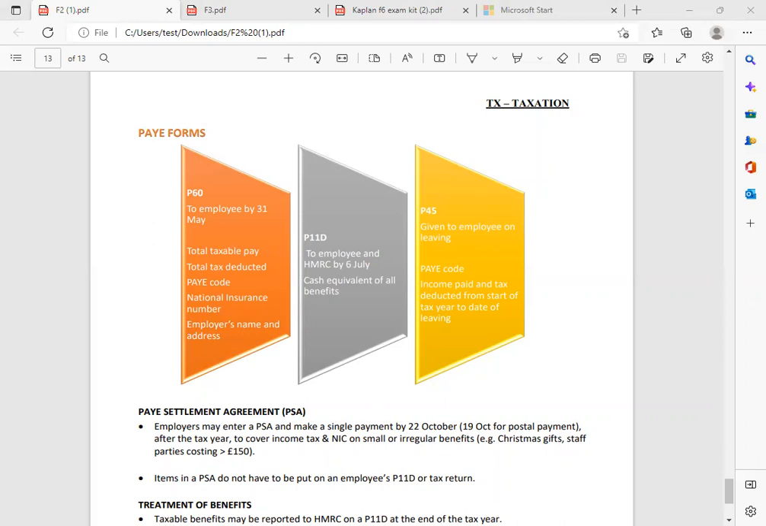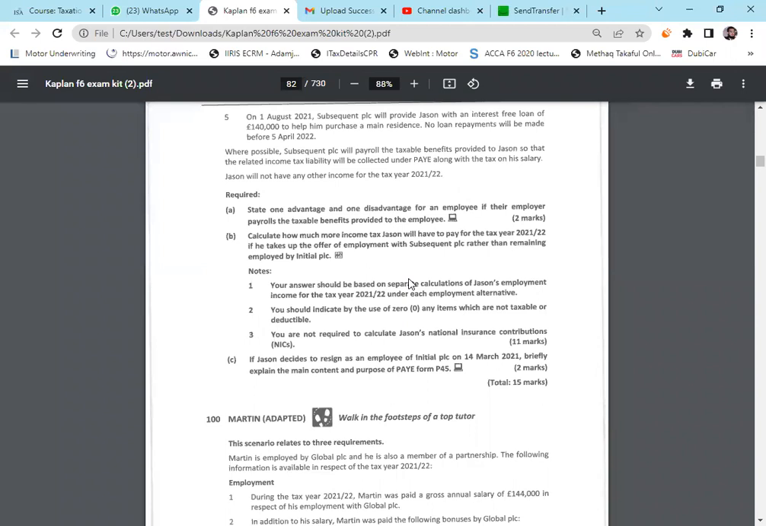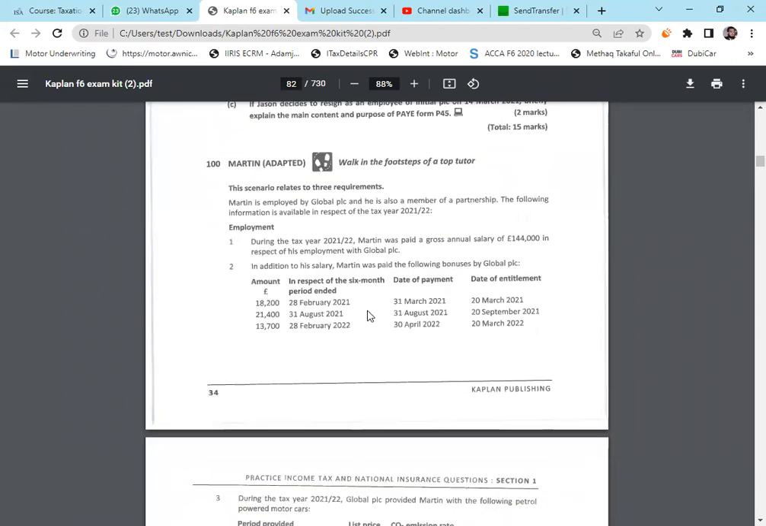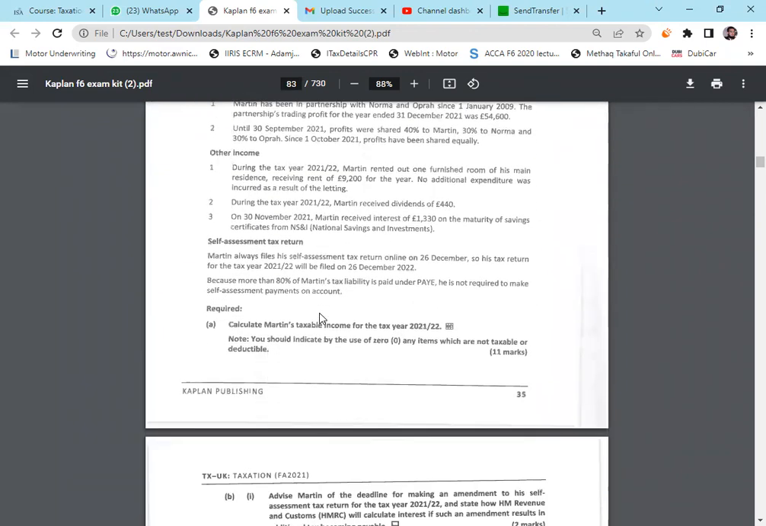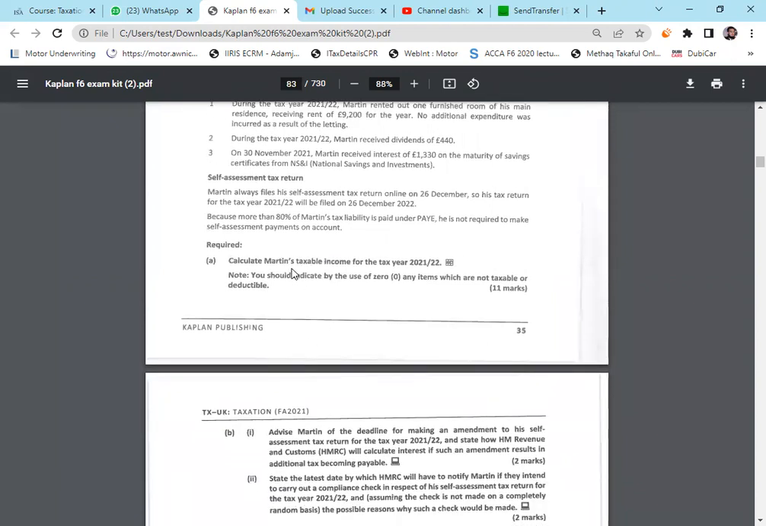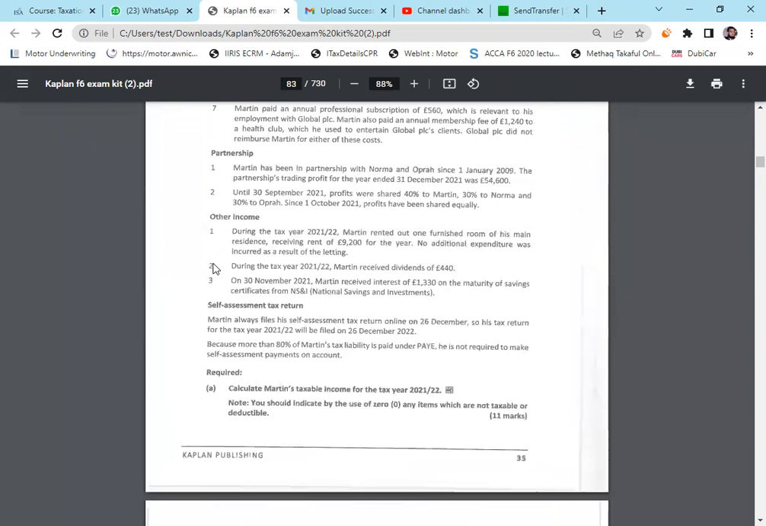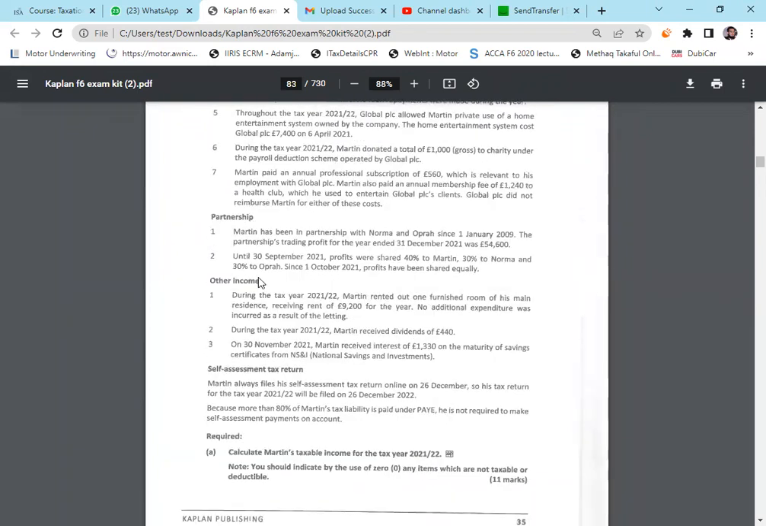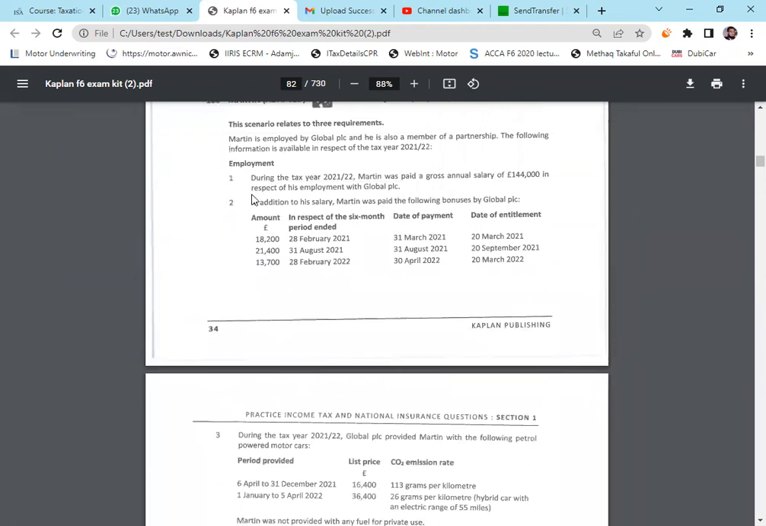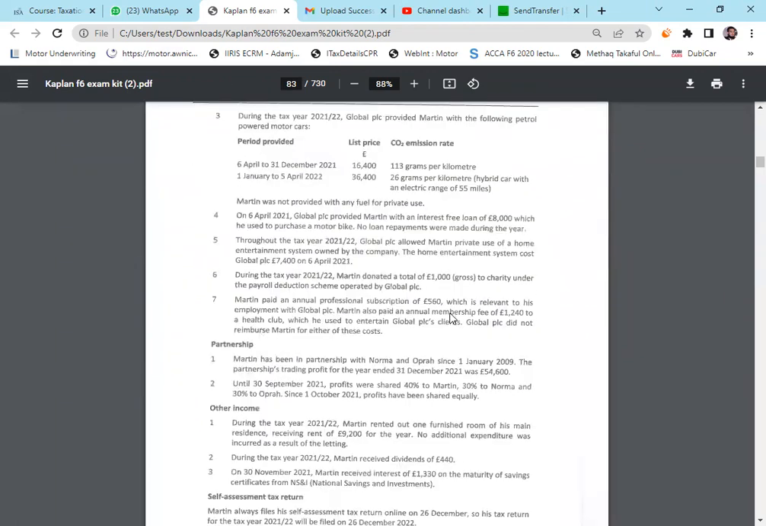Please practice this one on your own. Try to do it one more time and try to do question number 100. Take it as an assignment, Martin. This is a good question on employment income. You will not be able to calculate taxable income because here are other incomes and partnership. So just solve notes number 1, 2, 3, 4, 5, 6, and 7. Just calculate for me employment income and send it to me on WhatsApp. I will check and I will give you feedback. That's all. See you in the next video. Allah Hafiz.